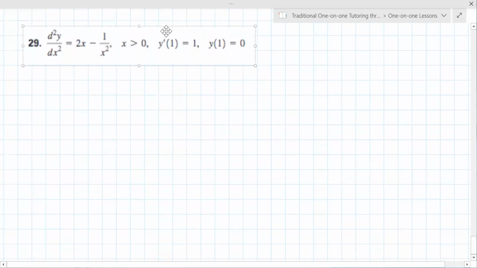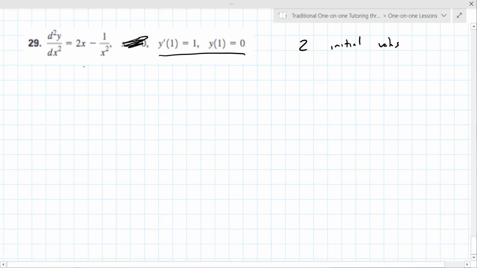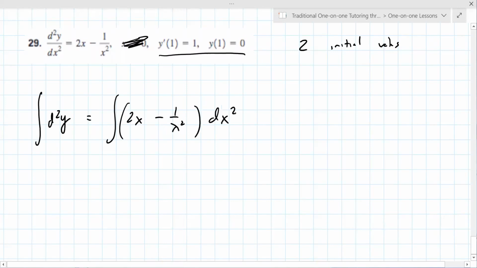Okay. This one, they give you 2 initial values. And what that means is you're going to have to integrate twice. So there's no y's to move over here, and that's not important at the moment. But you basically want to integrate d squared y equals the integral of 2x minus 1 over x squared dx squared. You're going to integrate it twice, but because on the left you get dy after you're done, or y prime, that's another way to write it.